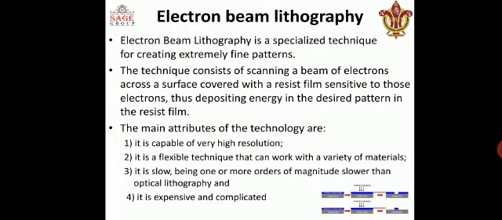Magnetic lenses are used to focus the beam. Commonly used electron sources are thermionic emitters or thermal field emitters. Electron beam lithography is a specialized technique for creating extremely fine patterns, approximately 50 nanometers. In brief, this technique consists of scanning a beam of electrons across a surface covered with a resist film sensitive to those electrons, thus depositing energy in the desired pattern in the resist film.